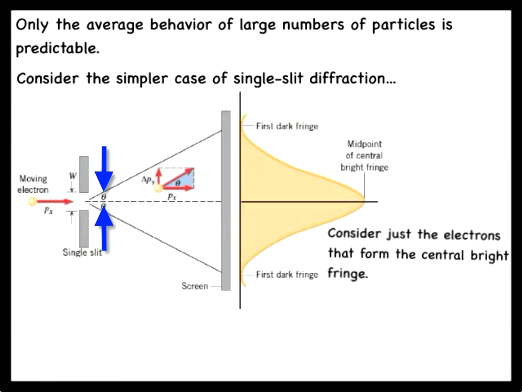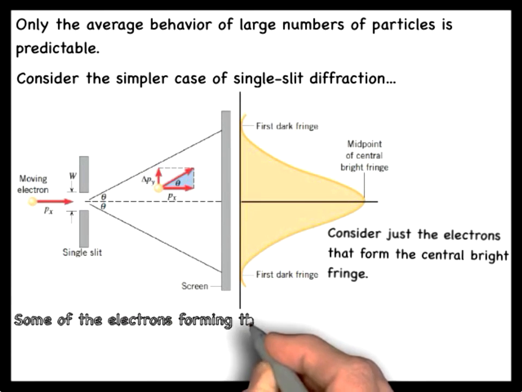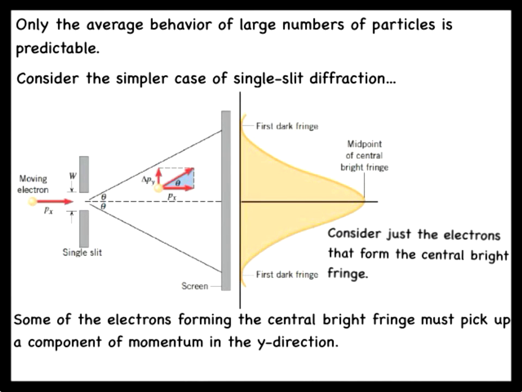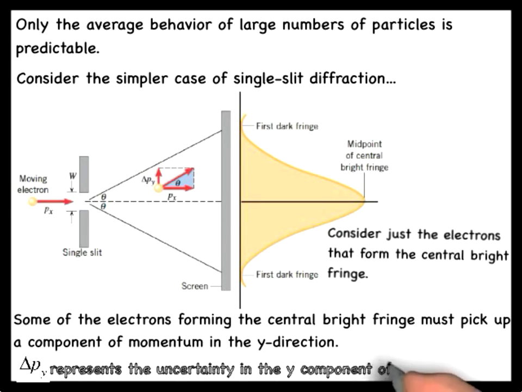In order to reach the locations within the central bright fringe that are not directly across from the single slit, some of the electrons must have acquired momentum in the y direction, despite the fact that they enter the slit traveling only in the x direction and have no momentum in the y direction to start with. The figure illustrates that the y component of the momentum may be as large as delta py. Thus, delta py represents the uncertainty in the y component of the momentum in the sense that the y component may have any value from 0 to delta py.